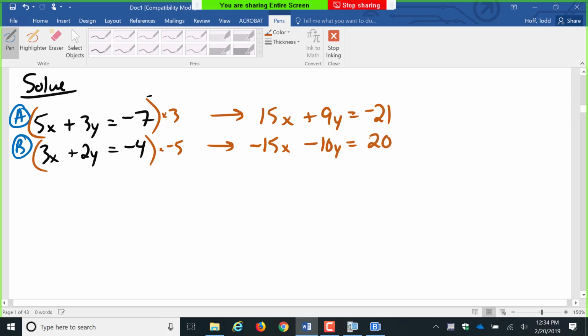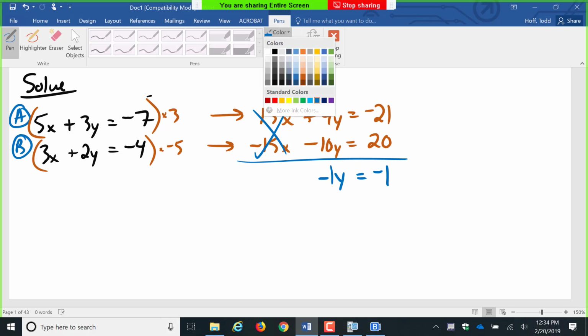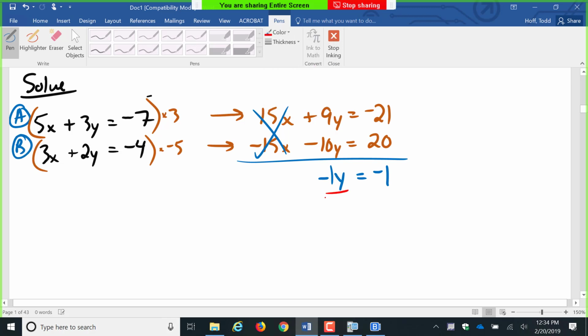Okay, perfect. And now we do have the x that will cancel out when we add the equations. So 15x and negative 15x cancel. 9y and negative 10y? Negative y. Some might find it easier to think of it as negative 1y. Equals? Negative 1. So now to solve for y, we do have to get rid of that negative 1. We'll divide by negative 1. Y equals 1. What's next?